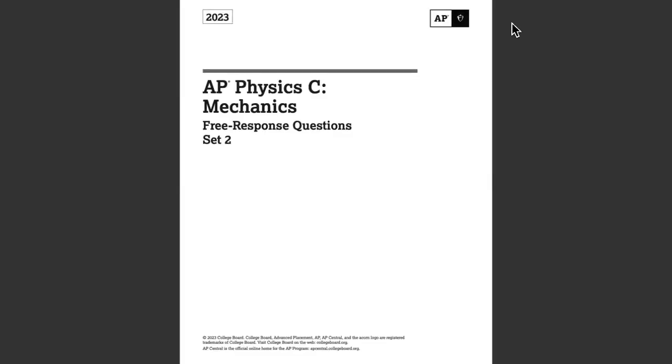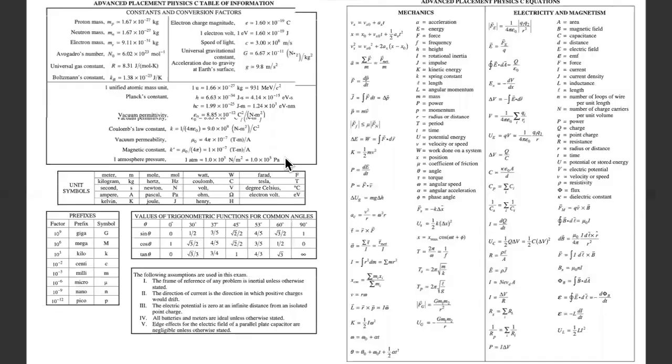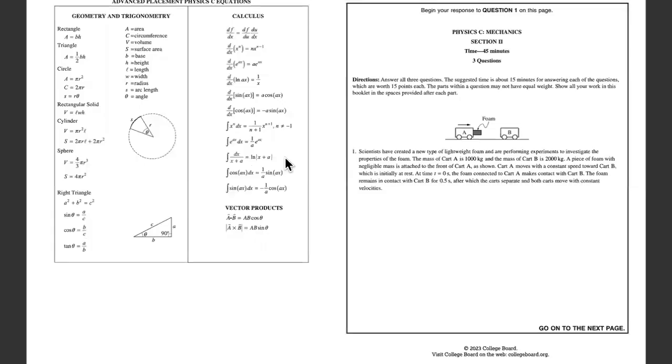So here we are for the mechanics set two free response questions from the AP Physics C mechanics exam for 2023. Hopefully you found the video for set one helpful. Let's go ahead and take a look at set two. Now we have two cars, and you might be able to tell set two and set one have very similar topics, so this should be a little bit quicker than it was for set one. But anyway, we've got two cars here and a piece of foam.